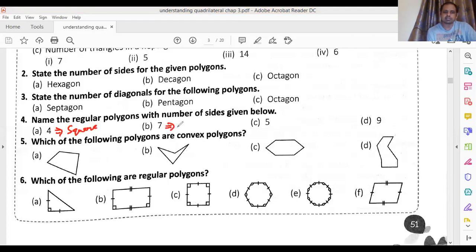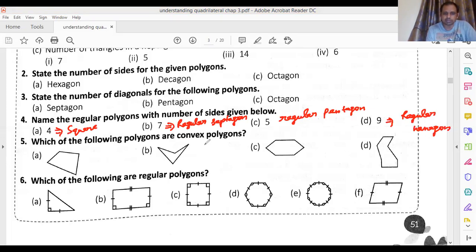7 sides, it is regular septagon. 5 sides, regular pentagon. And 9 sides, it is said to be regular nonagon. I hope it is very much clear to all of you.